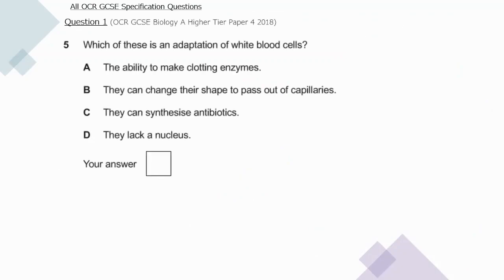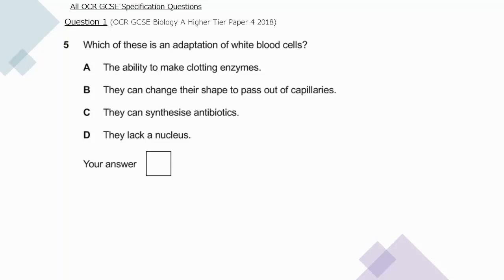So question 1, which of these is an adaptation of white blood cells? A, the ability to make clotting enzymes. B, they can change their shape to pass out of capillaries. C, they can synthesize antibiotics. Or D, they lack a nucleus.